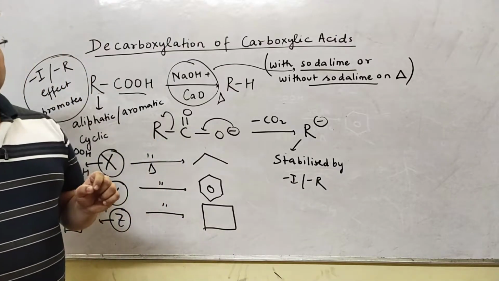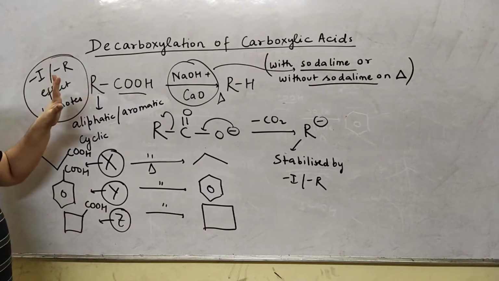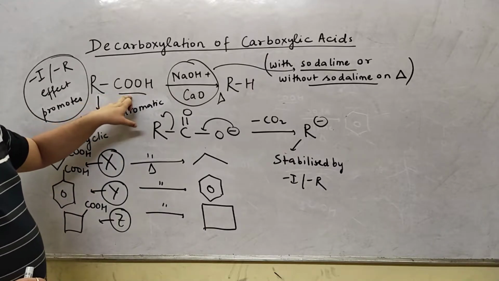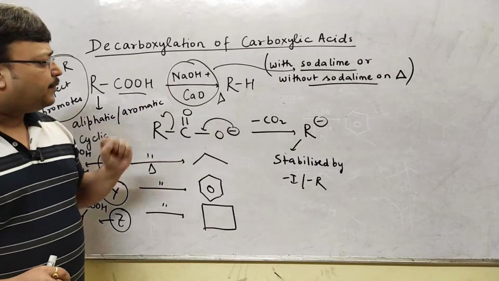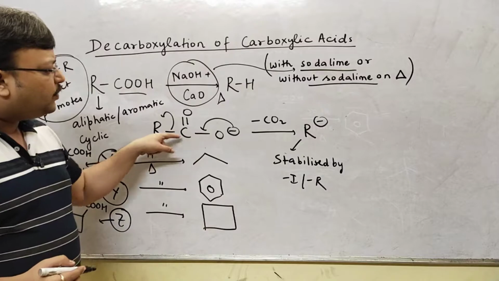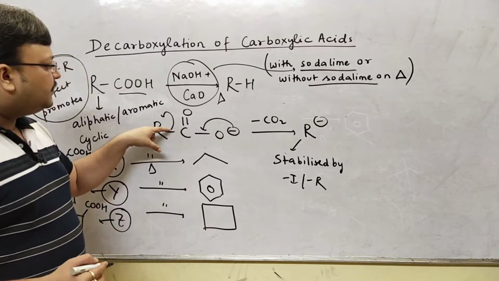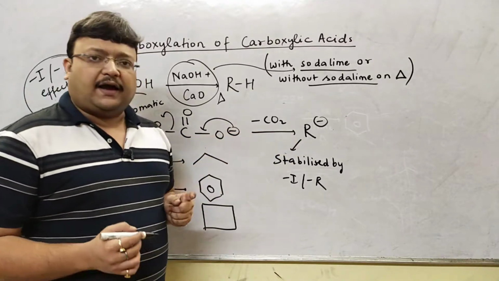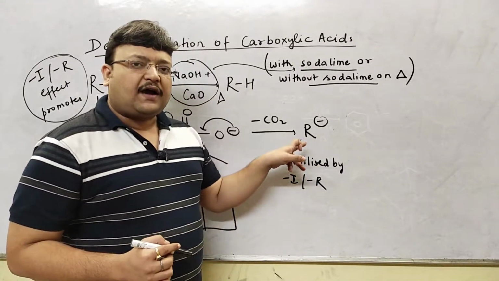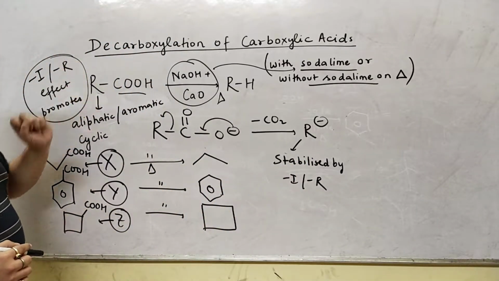Again, before we go there, a couple more facts about this reaction. You will find -I and -R effects promoting decarboxylation. The -I and -R effect promotes decarboxylation because, suppose an acid initially in alkaline medium becomes a carboxylate, and if this is the electronic movement, you see carbon dioxide coming out. So if this is how carbon dioxide goes out, with this bond pair coming on R, you will have a carbanion. And naturally a carbanion is stabilized by -I and -R effect. Because a carbanion is stabilized by -I and -R effect, we believe -I and -R effect will promote decarboxylation.